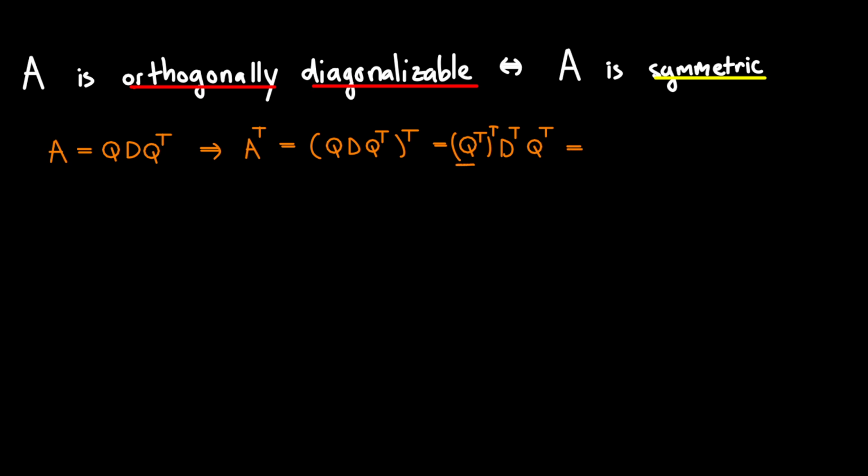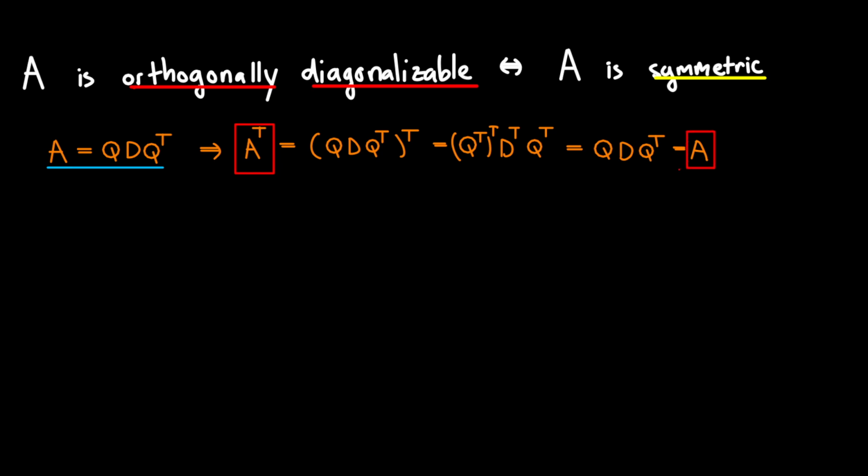Now, this term here, Q transpose transpose, what does it reduce to? Well, just Q. And D transpose, if D is diagonal, then the transpose is just equal to D. And then the last thing is we can do nothing, so we're just left with Q transpose there. So since A is equal to Q D Q transpose, we get that this at the end here is just equal to A. And so what we've shown is that the transpose of the matrix A is just equal to A. So in other words, A is symmetric.